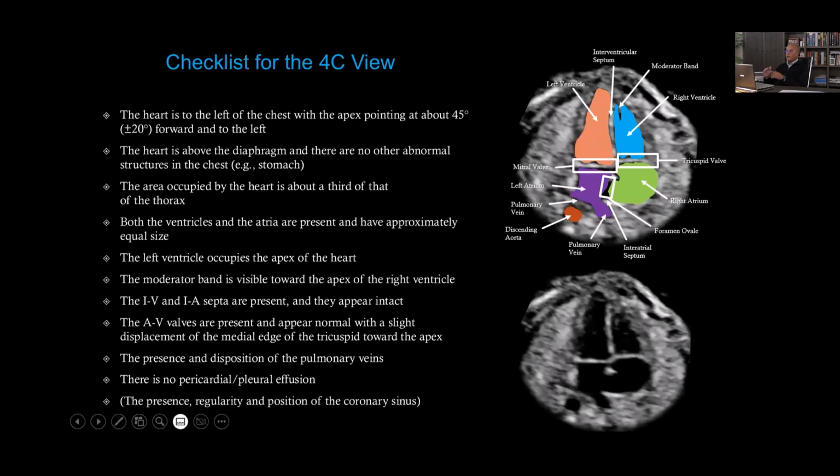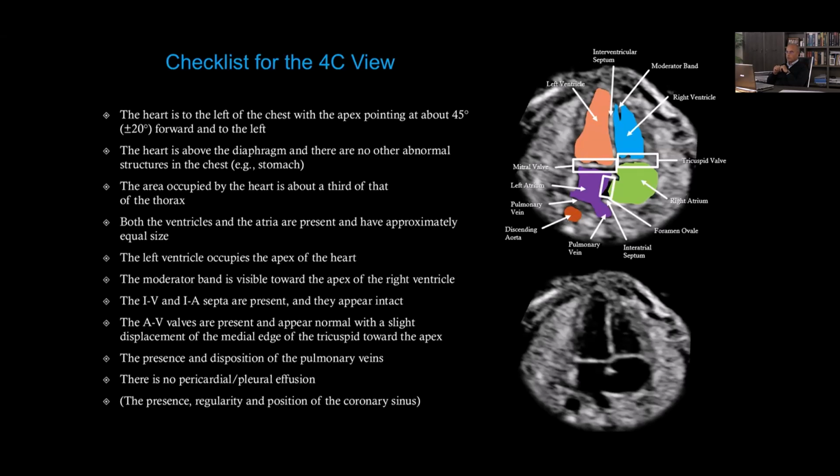So when we are able to obtain the four-chamber view, what do we have to look for? This list of points is very important, and we have to look every time at all of these points. We have to look that the heart is to the left of the chest with the apex pointing at about 45 degrees forward and to the left of the chest.